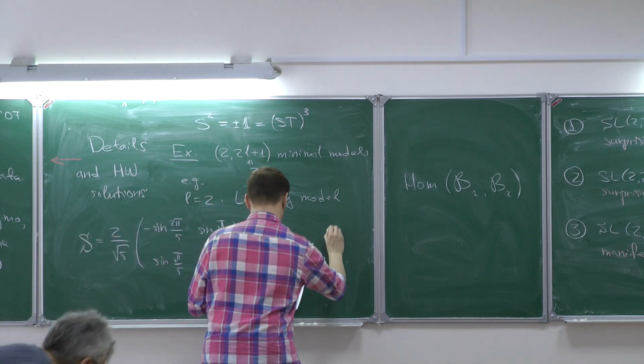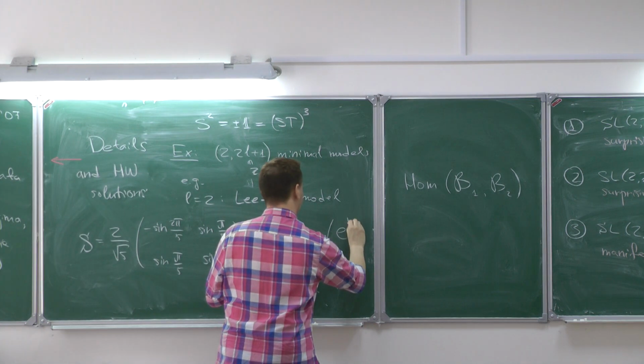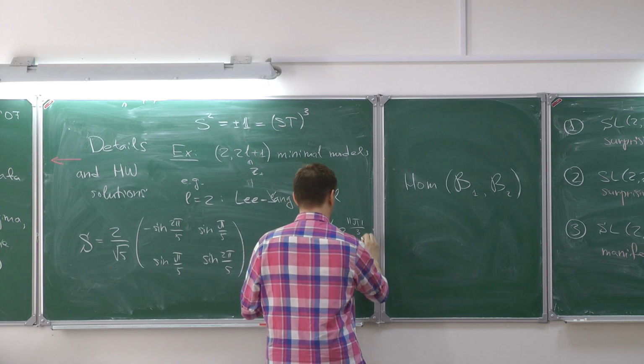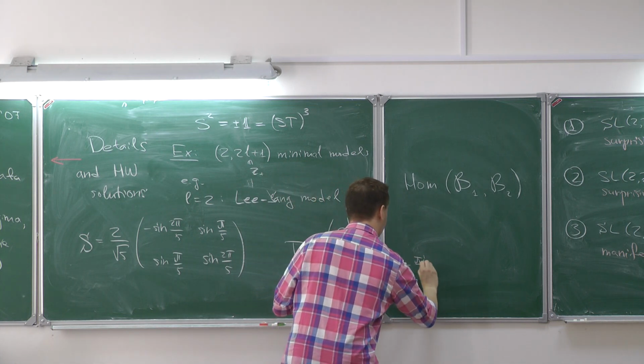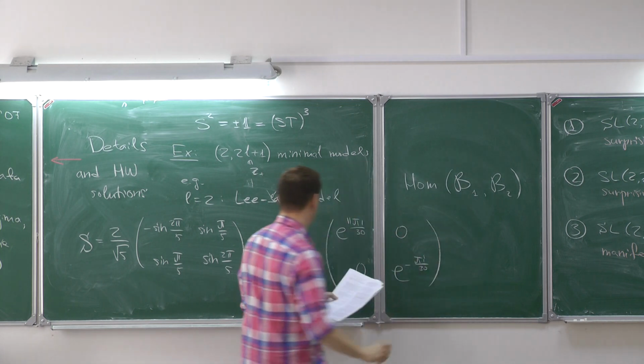And the T matrix is slightly simpler. It's diagonal, and here we have exponential of 11 pi i over 3. Oh, sorry, 30. Exponential of minus pi i over 30. 0, 0, and so on.